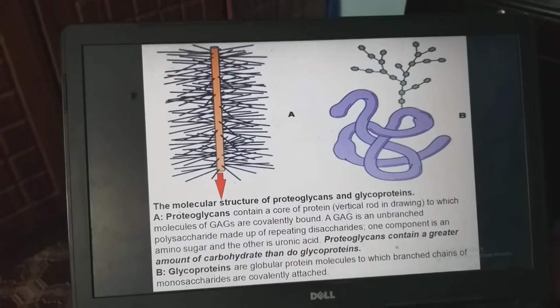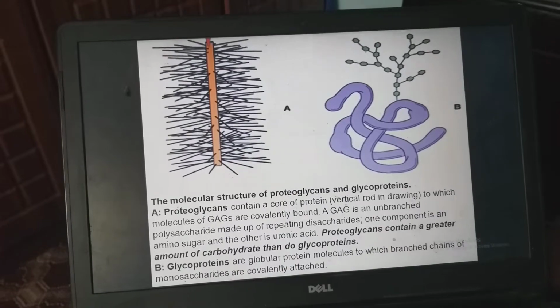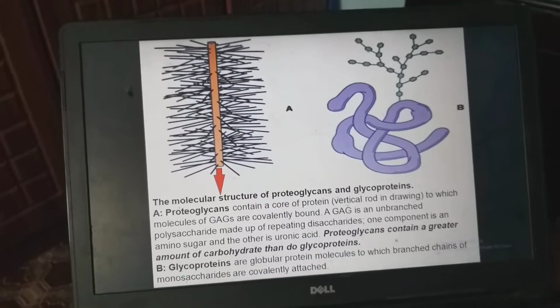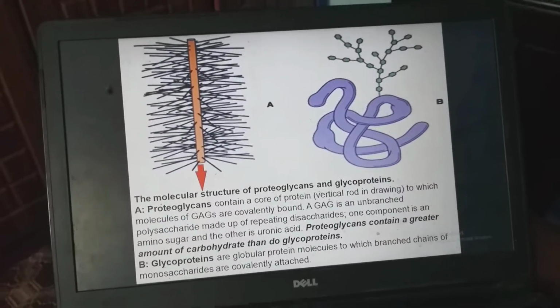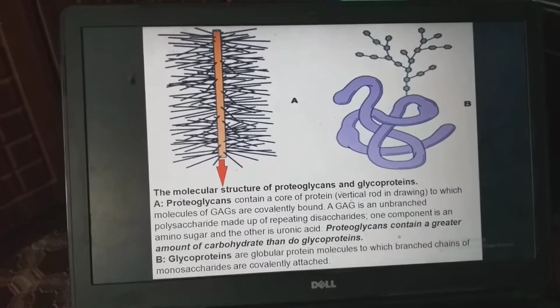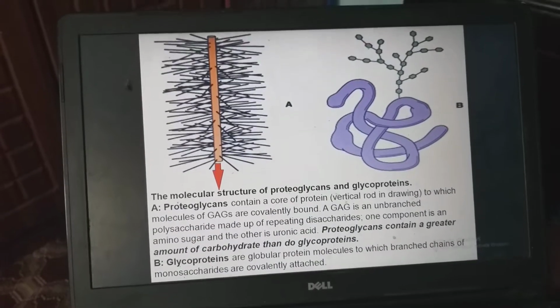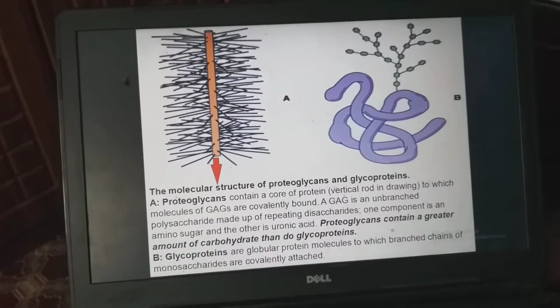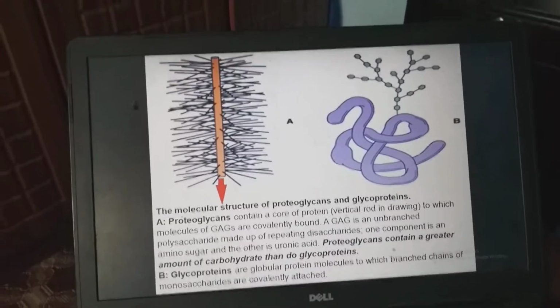Good. So observe this structure. Have you seen the arrows going downwards? These arrows are the central protein, with bristle-like structures from the lateral side. These are polysaccharides, the 4 glycosaminoglycans. In general, observe them: they are not branched, they are straight. That's why we say linear types.